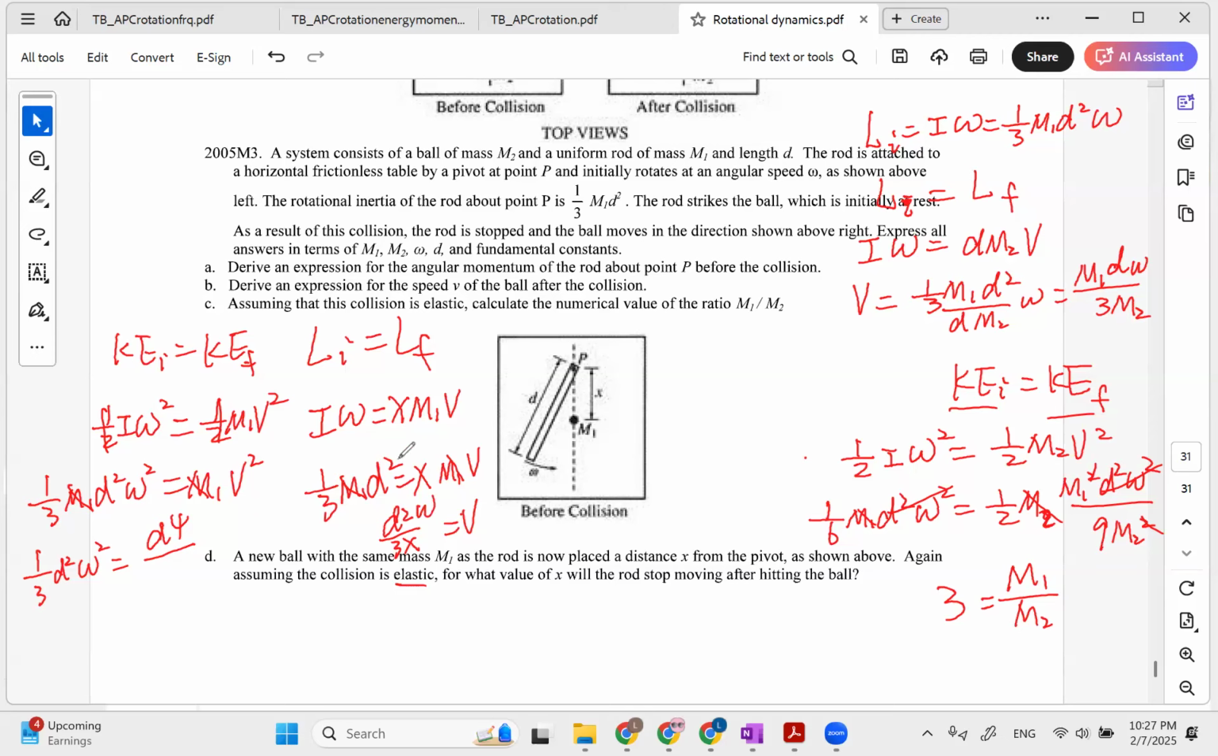there's the omega here. And then 9x squared, right? So you can cancel out here. So you get x squared will be equal to d squared over 3. X will be equal to d over square root of 3. Got it?